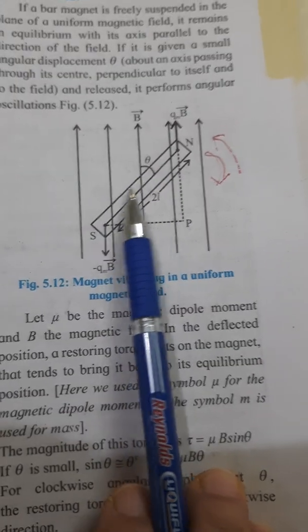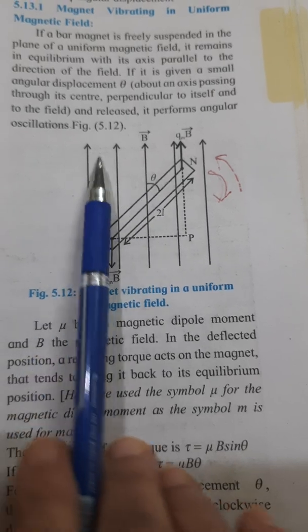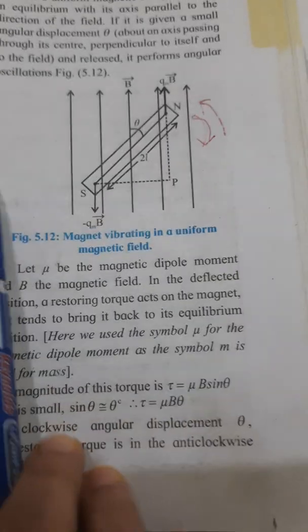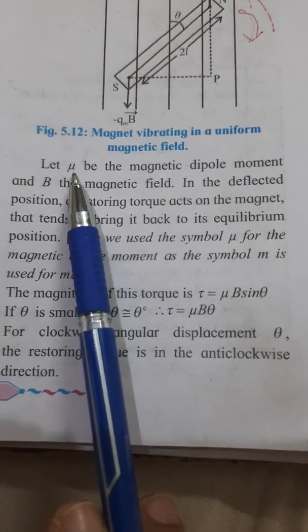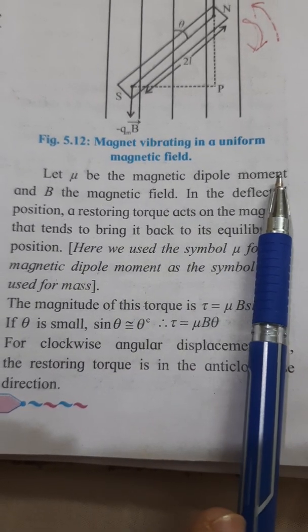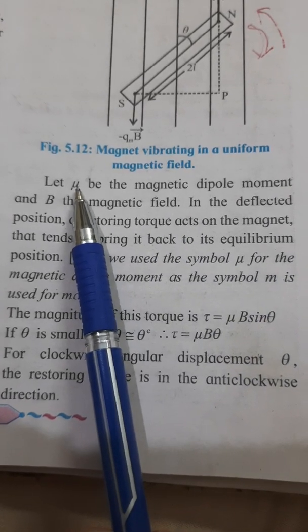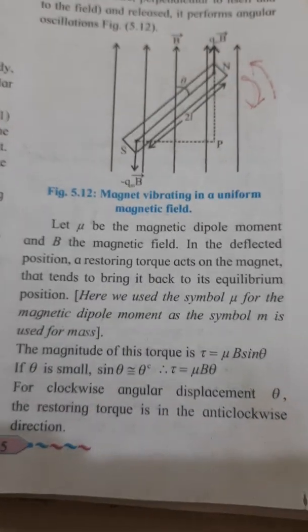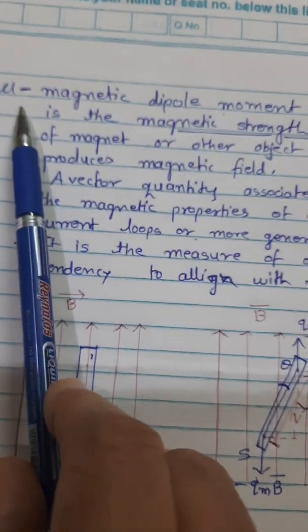Now, as a magnet starts to vibrate or oscillate, there will be a torque action. Here it is explained very well. Let mu be the symbol for magnetic dipole moment. Magnetic dipole moment is symbolized with this Greek letter mu. Here I have written the meaning of magnetic dipole moment.